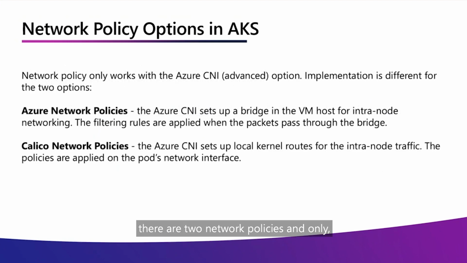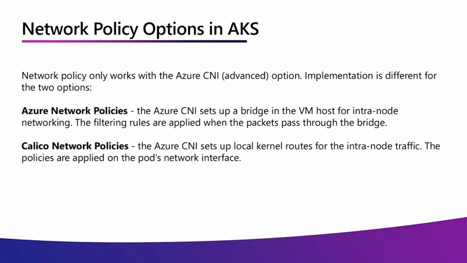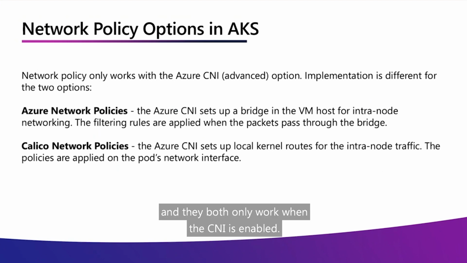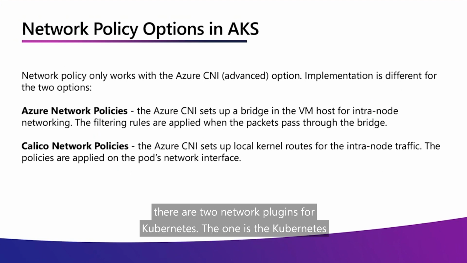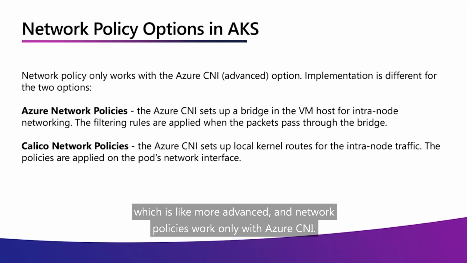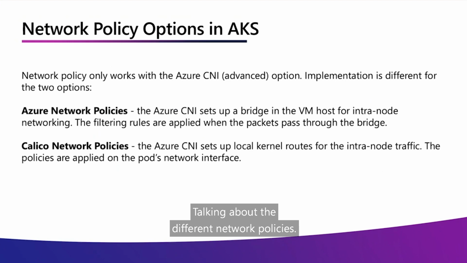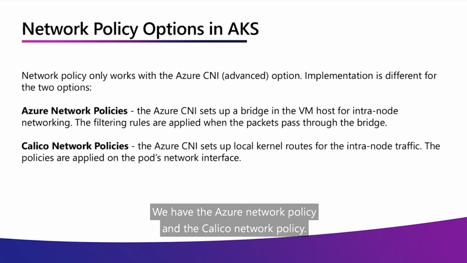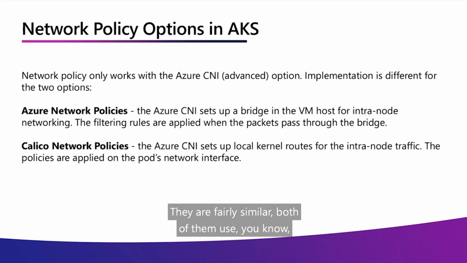As I was saying, there are two network policies, and they both only work when the CNI is enabled. As you remember, there are two network plugins for Kubernetes. One is the Kubernetes standard one, and the other is the Azure CNI, which is more advanced. And network policies work only with Azure CNI. Talking about the different network policies, we have the Azure network policy and the Calico network policy. They are fairly similar. Both of them use IP tables in the backend.